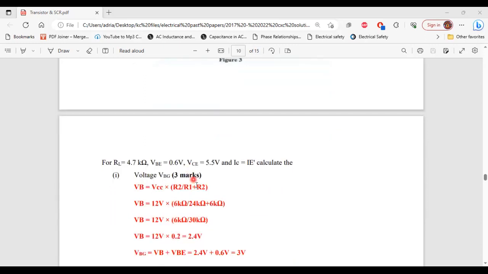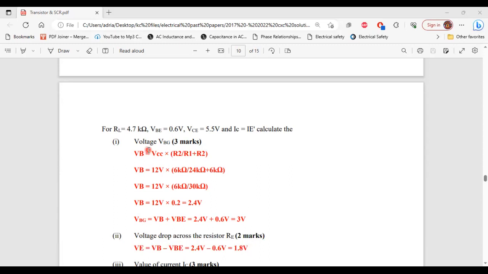All right, so to calculate the voltage VBG, we'll have to first calculate the base voltage. So base voltage is equal to VCC multiplied by R2 divided by R1 plus R2. That will give us 12 volt multiplied by 6 kilo ohm divided by 24 kilo ohm plus 6 kilo ohm. That will give us 12 volt multiplied by 6 kilo ohm divided by 30 kilo ohm, and that will give us 12 volt multiplied by 0.2, and that will give us 2.4 volt. So that's the base voltage.